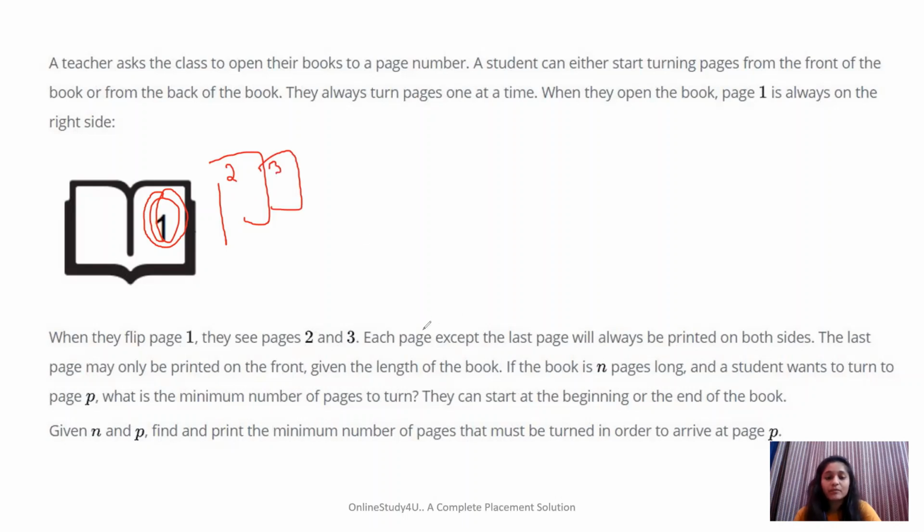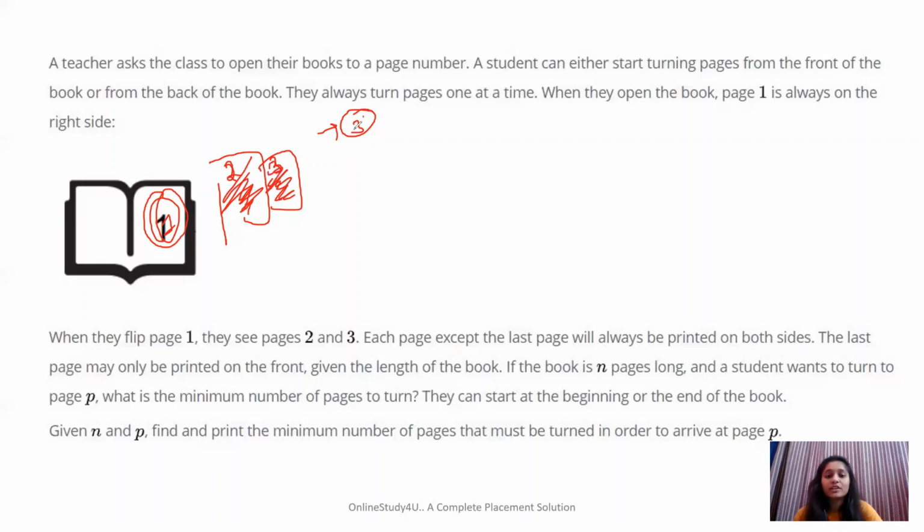Each page except the last page will always be printed on both sides. Like here also something will be written, here also something will be written. The last page may only be printed on the front, given the length of the book. Suppose I have a book with a total of 3 pages. So the first page is this, the second page is this, and the third page is 3. In this scenario, the last page has both sides printed.